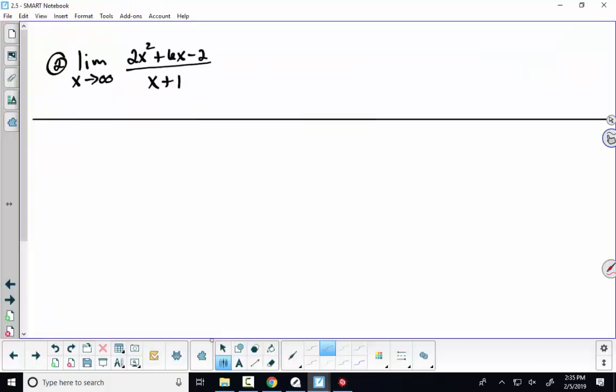So let's continue here with this. I think I'm going to forego the process of finding an oblique asymptote.